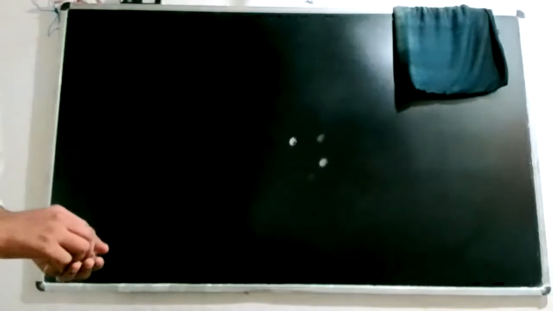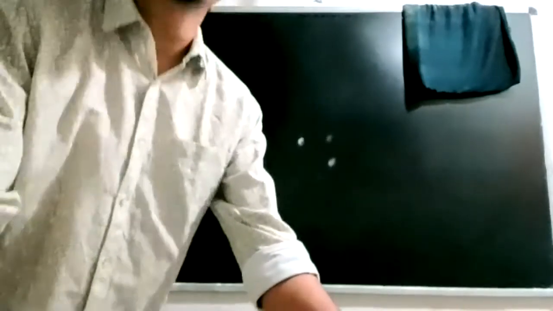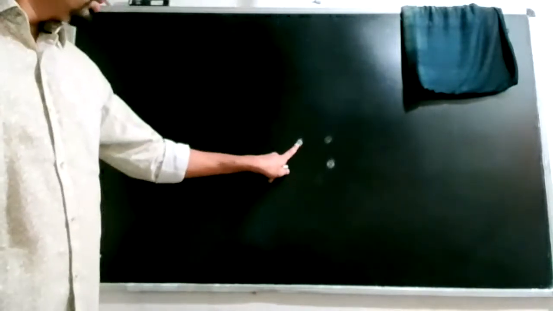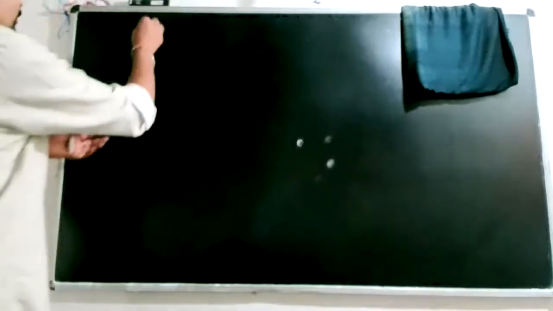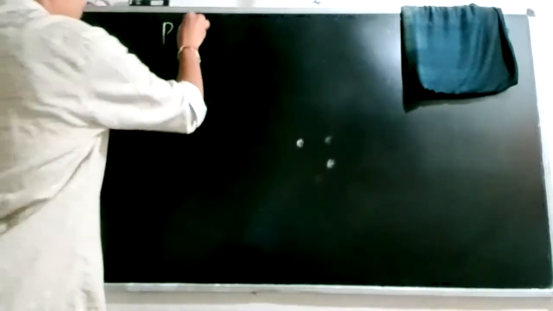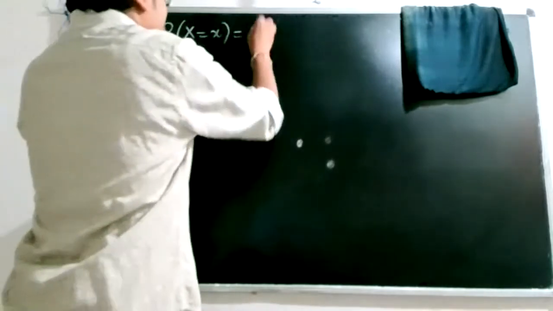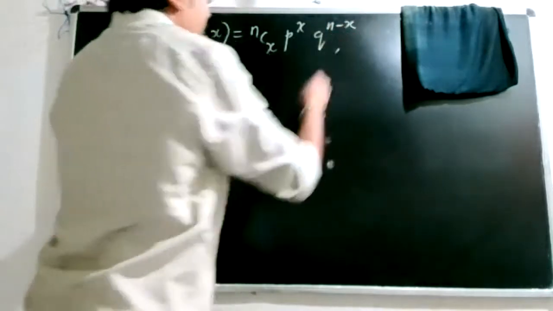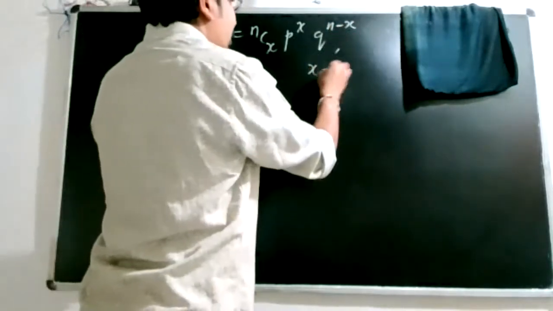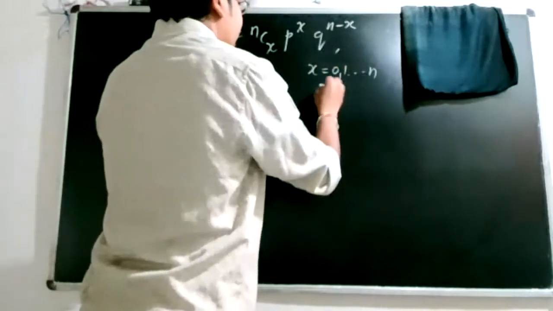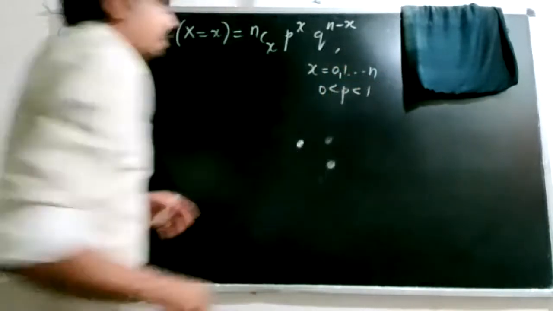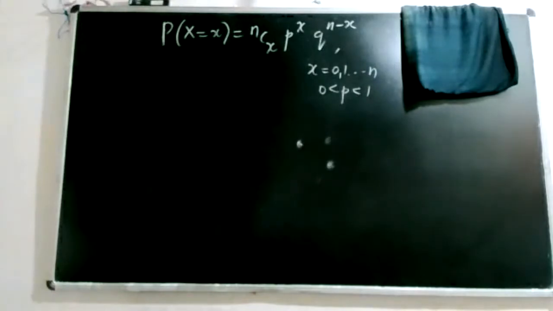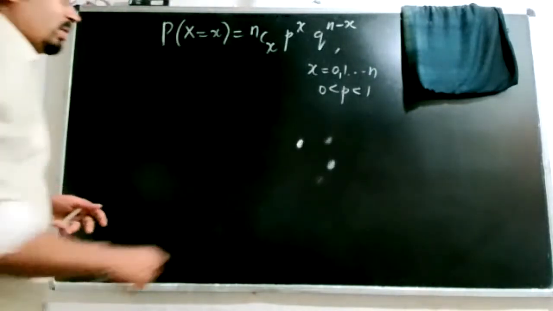We were talking about binomial distribution. The PMF of binomial is given by nCx p to the power of x and q (or 1 minus p) to the power of n minus x, with x taking values 0, 1 to n, and p is the probability of success in a Bernoulli trial, so it lies between 0 and 1.